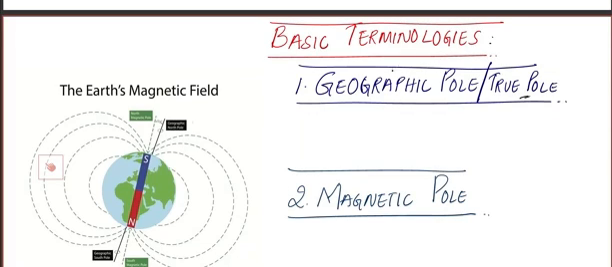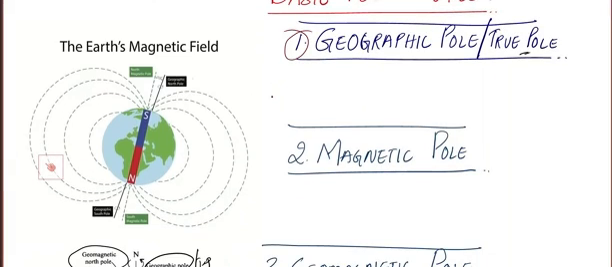The basic terminology involved in Earth magnetism: first is the geographic pole or the true pole. Geographic pole or true pole is simply the axis of the earth, which we can see in this diagram. This is the geographic north pole and this is the geographic south pole. This is the axis where earth rotates, and it is inclined at 23 and a half degrees to the surface. So this is what a geographic pole or true pole is.